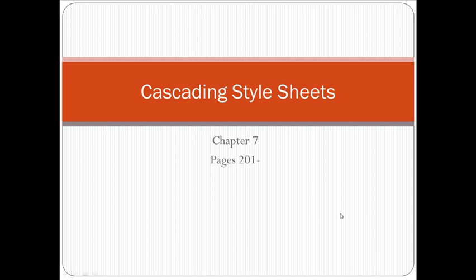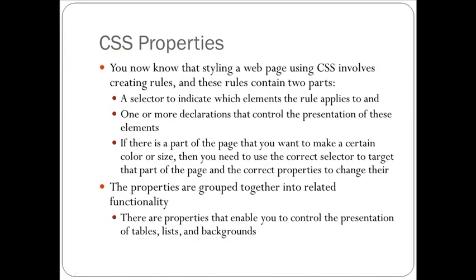In this video, we're going to look a little bit deeper into cascading style sheets. From what we've talked about so far, you know that styling a web page using CSS involves creating rules, and those rules contain two parts: a selector to indicate which elements the rule applies to, and one or more declarations that control the presentation of these elements, those declarations being the property value pairs. If there's a part of the page that you want to make a certain color or size, then you need to use the correct selector to target that part of the page and the correct properties to change their appearance.